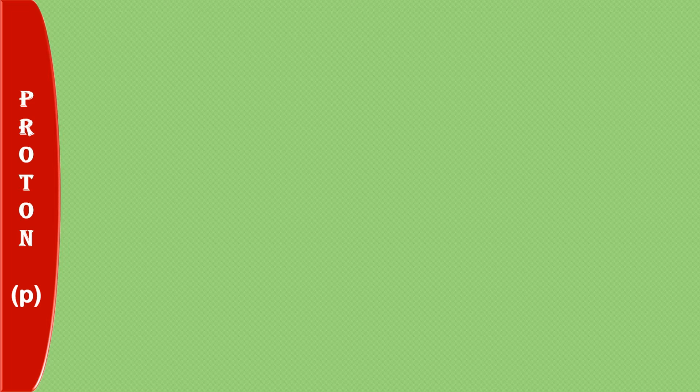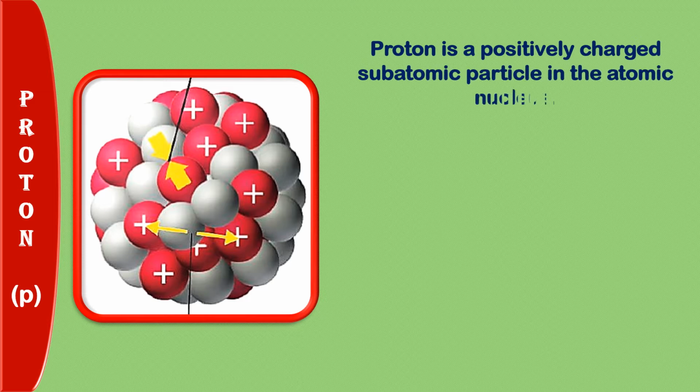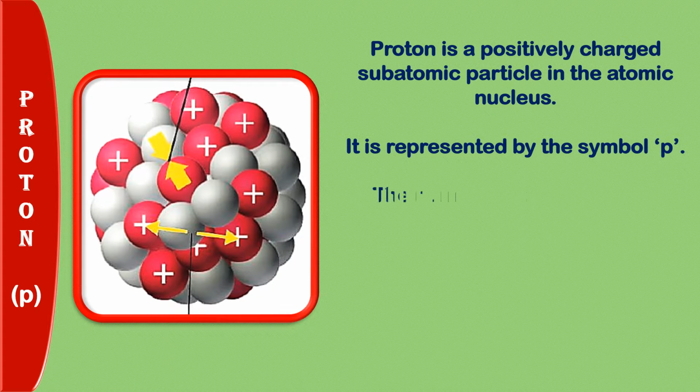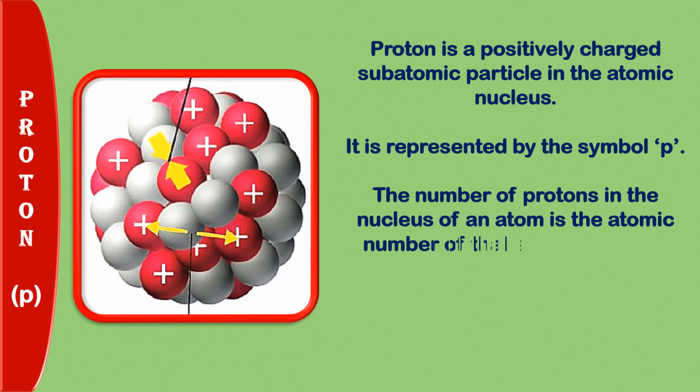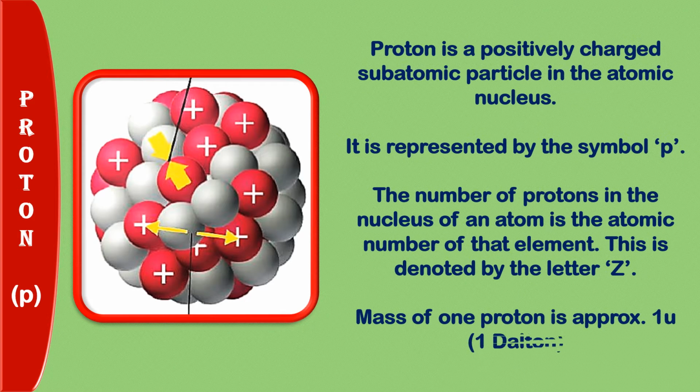The first subatomic particle, the proton, is a positively charged subatomic particle present in the atomic nucleus. It is represented by the symbol P. The number of protons in the nucleus of an atom is the atomic number of that element, denoted by the letter Z. And the mass of one proton is approximately 1 Dalton. So you can see the red positive sign on each proton present in the nucleus of the atom.